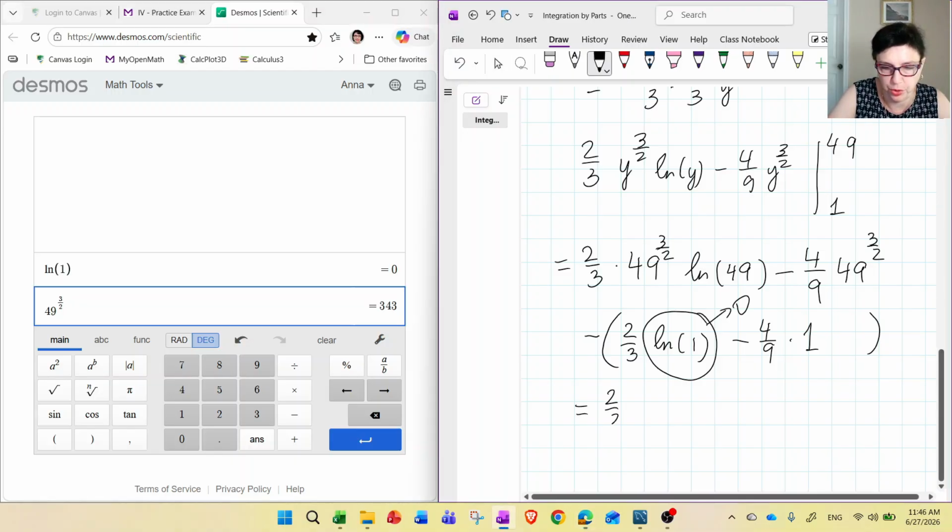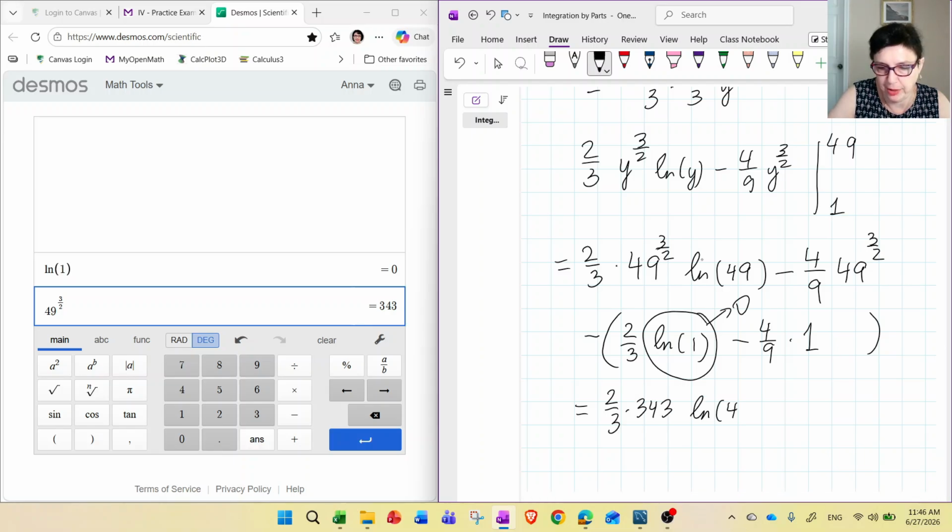So you got 2/3, then you have 343 natural log of 49. Now you could simplify this using properties of logs, because 49 is 7 squared. You can take the 2 and move it outside of the log, and that's just going to be natural log of 7. You could do that, but I'm going to just leave it as natural log of 49. And then minus 4/9. Now we just said 49 to the 3/2 is 343. And then what happens here? This part is 0. And then the 2 minuses here will become a plus 4/9.